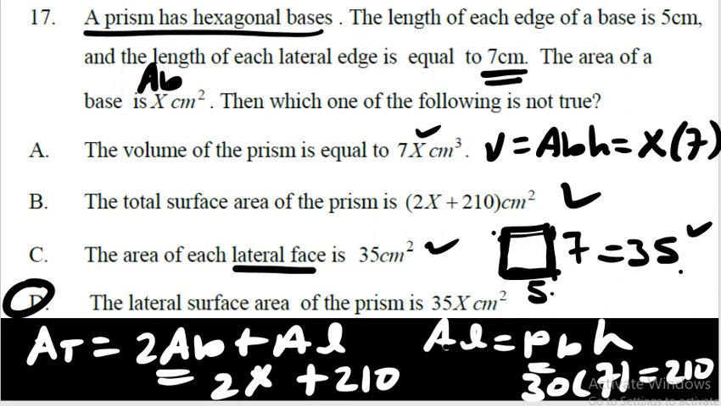Try to see again. Area lateral means perimeter of the base times height. How do I get the perimeter of the base? Each side of the base is 5, and it is hexagonal. So you are going to add the 5 six times. That means 6 times 5 is 30, times the height from the formula. So it's going to be 210.